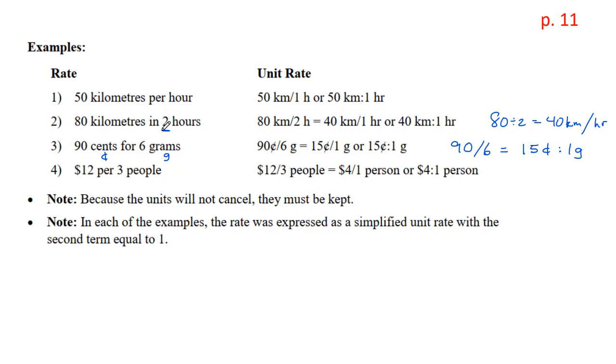And then number 4, $12 per 3 people. Again, we divide 12 divided by 3. This gives us $4 per 1 person. So the units don't cancel. We keep the units. If it's cents per gram, kilometers per hour, money per people, we keep those, but we can reduce down to a single unit, and that is our unit rate.